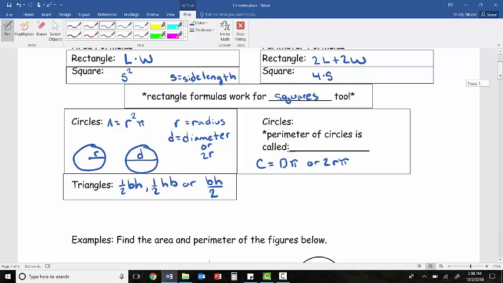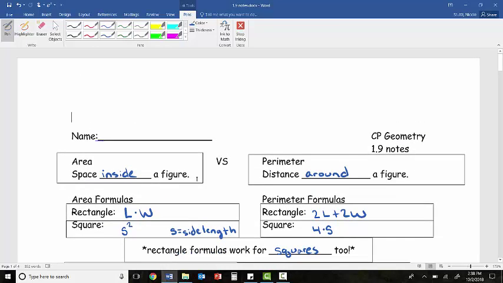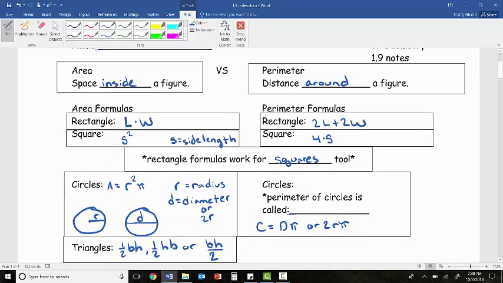Today's lesson is going to talk about area and perimeter. I've already filled out the notes, so you can pause the video as you need to fill these out, but I'll just run through this quickly. Area is basically the space inside a figure.